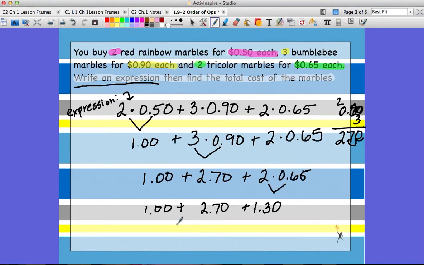And then our answer would be, well, $1 plus $2.70 is $3.70, plus that $1.30 is going to give you $5. So did we do both parts? Did we write an expression? Yes, we did. Did we find the total cost? Yes, we did.